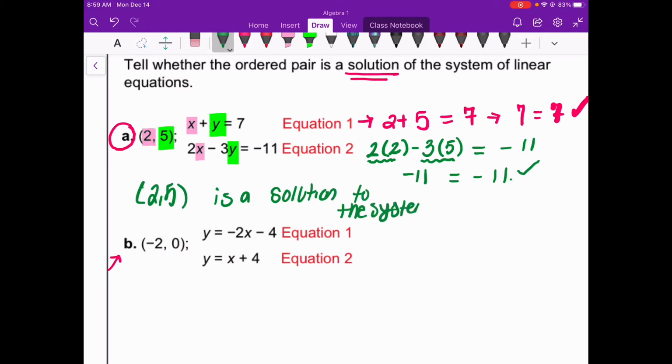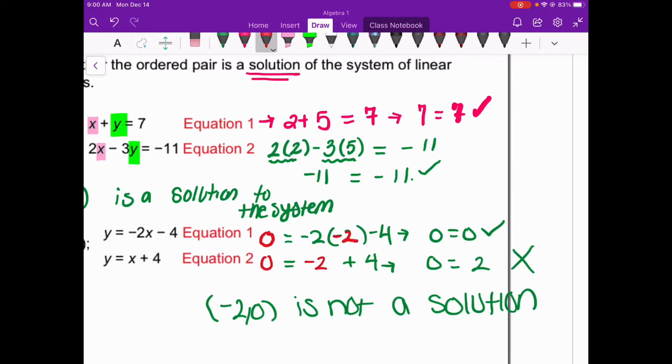Now we're going to be going backwards in a moment, where we actually have to find the solution algebraically. Today we're actually doing it by graphing. Go ahead and try B before we move on. Alright, so when you plugged in x and y, you should have gotten that the first equation gives you a true statement, but the second equation, 0 equals 2, is false. And therefore, (-2, 0) is not a solution.